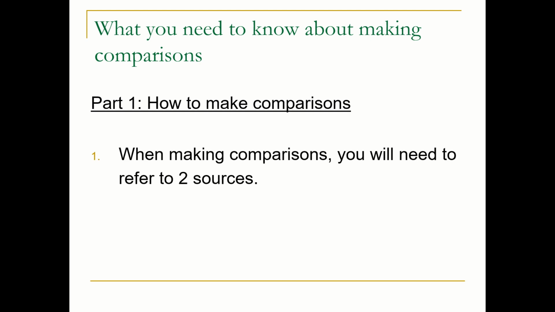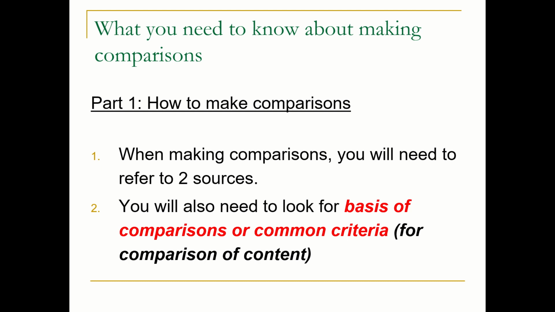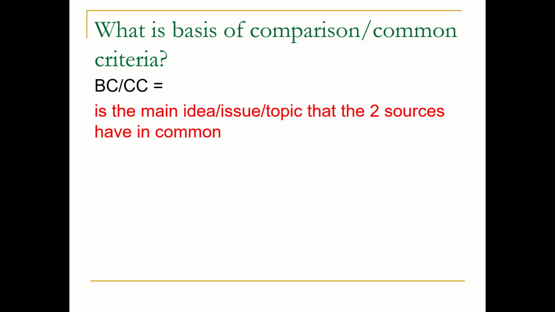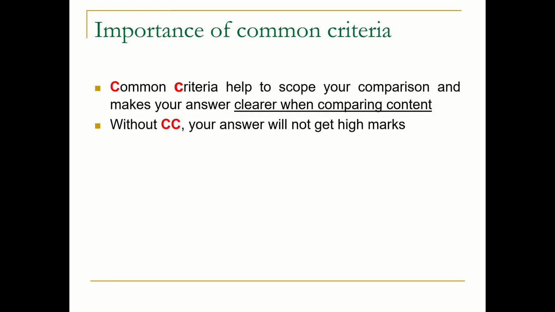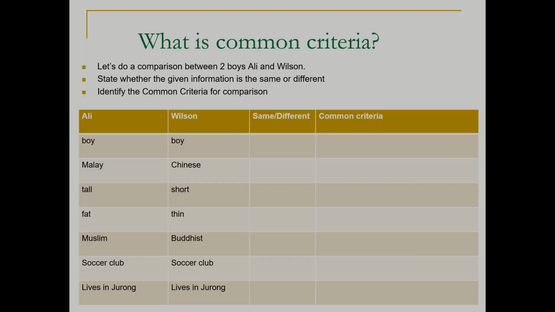Okay, so how do we make comparisons? When you're making comparisons, obviously you're referring to two sources, right? This is where you need to look for a basis of comparison or common criteria. So what is common criteria? Common criteria is like the main idea or the base point or the main topic that the two sources have in common. You need to have common criteria because it helps to scope your comparison answer so that your answer is clearer. I know exactly what you're trying to compare, because if not, your answer will be very messy. You will not get the appropriate level of marks.